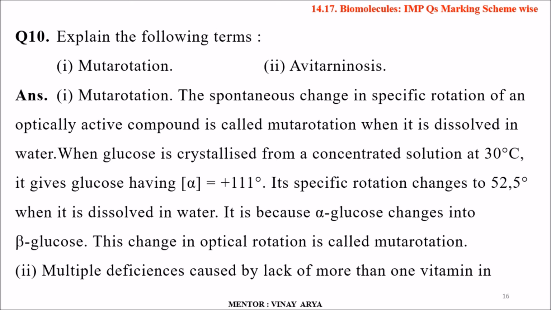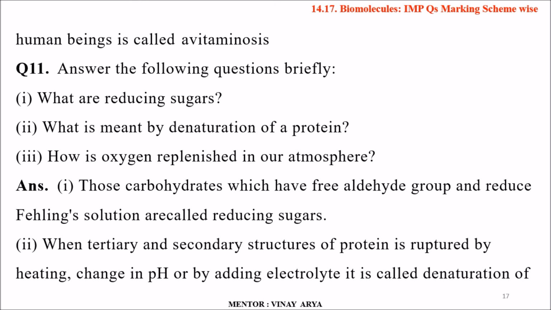When glucose is crystallized from a concentrated solution at 30 degrees Celsius, it gives alpha glucose, that is plus 111 degrees. Specific rotation changes to 52.5 degrees when it is dissolved in water. It is because alpha glucose changes into beta glucose. This change in optical rotation is called mutarotation. Multiple deficiencies caused by lack of more than one vitamin in human beings is called avitaminosis.